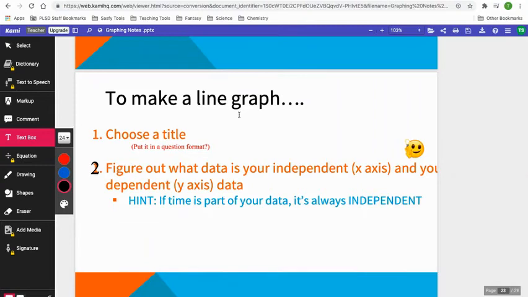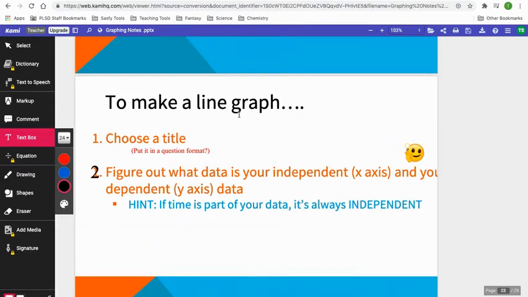All right, so we're going to be talking about how to make a line graph. And so I want you to go ahead and write down step one and step two. If you're looking at your notes, this is going to be all of its own page. At the top of the page, it should say steps to follow for making a line graph. And number one is to choose a title.